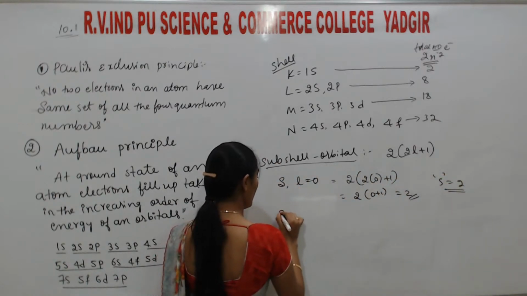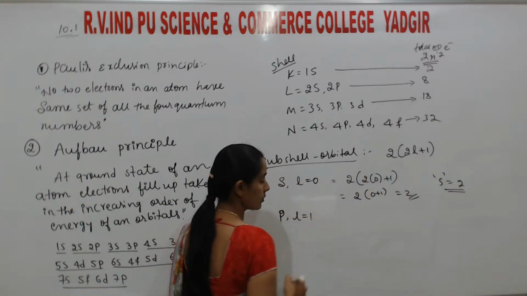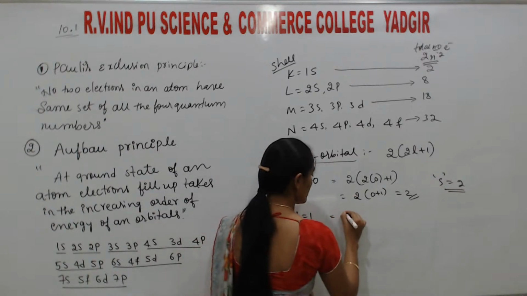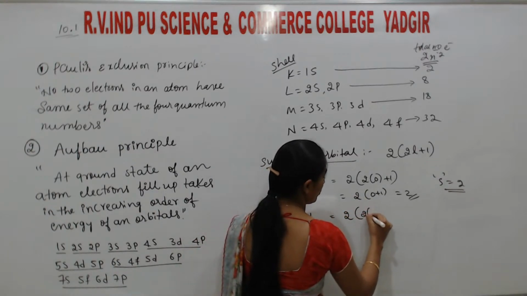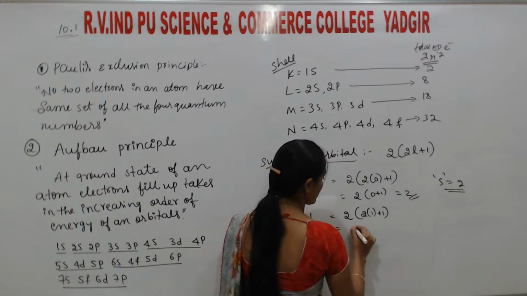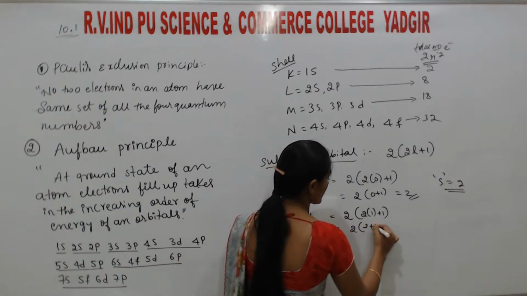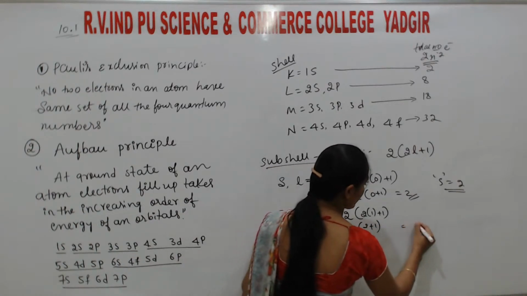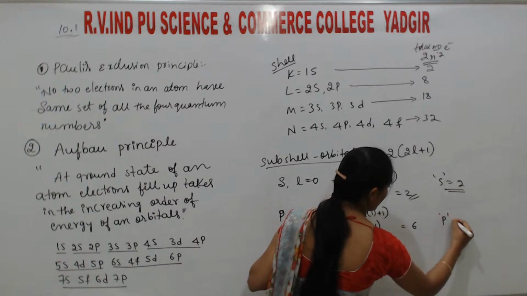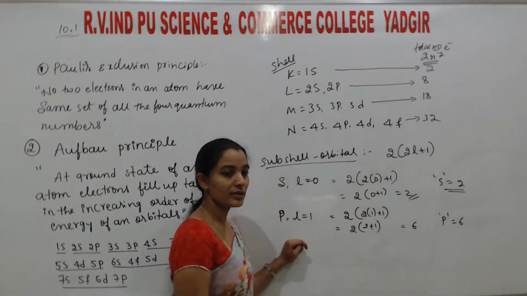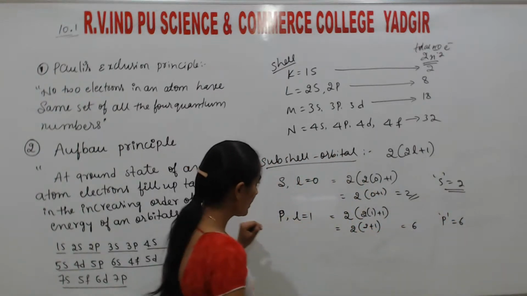Next consider p orbital. For p orbital, l is equal to 1. So here it is 2 into (2 times 1 plus 1). So that is 2 into 3, that is 6. For p orbital, the maximum number of electrons is 6. Next.